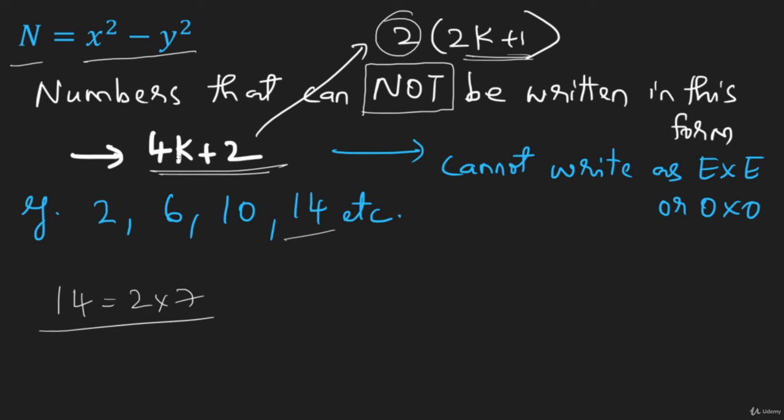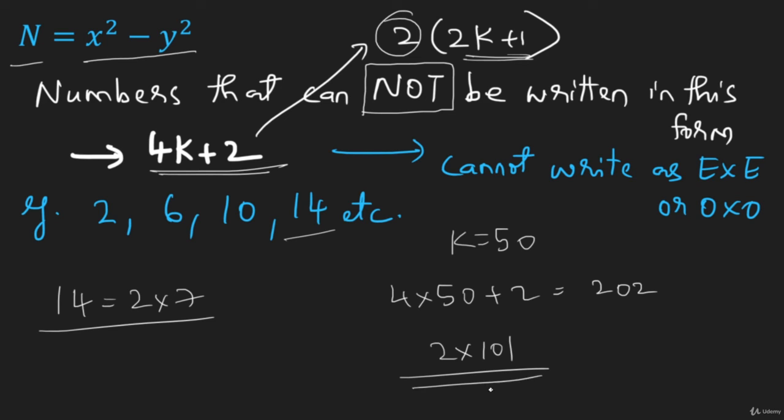Let's take a higher number. Say you have k is equal to 50. What happens if k is 50? This is 4 into 50 plus 2. That's 202, right? If you factorize 202, you will see that it's 2 into 101, right? And there is no way in which you can write 202 as even into even or odd into odd. So therefore, if you are given a number, check whether it's in the form 4k plus 2. If it's in this form, then it cannot be written in the form x square minus y square.